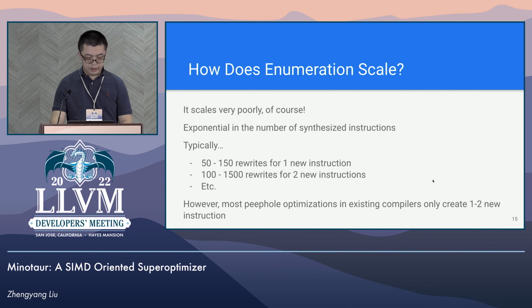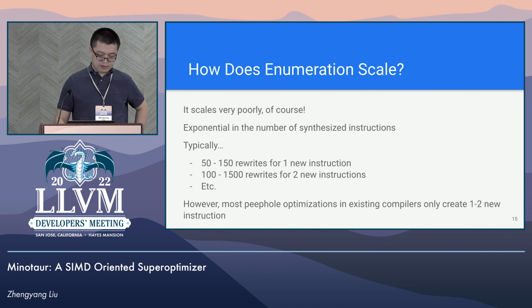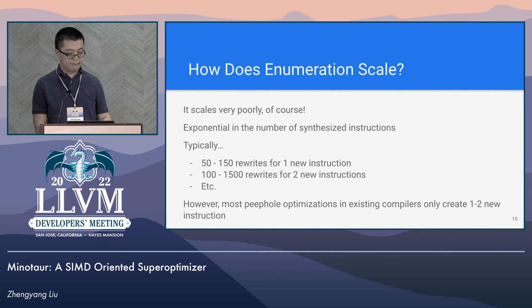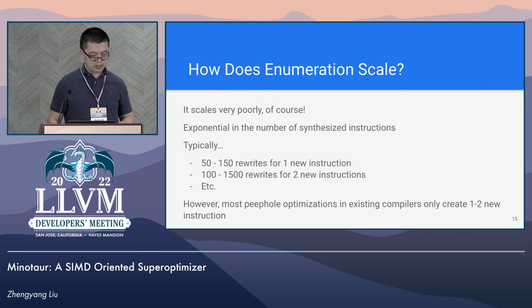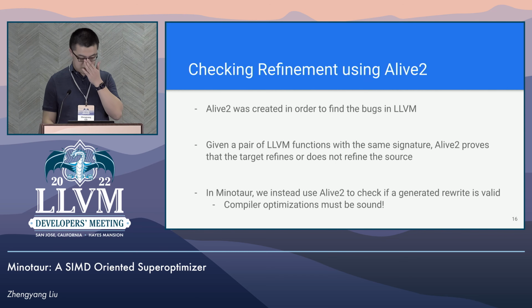So let's continue. What I was talking about is 1,000s of rewrites is totally acceptable if we have a powerful multi-core machine for this task and if we parallelize the search. In the next slide, I will show how to check the correctness of a rewrite.